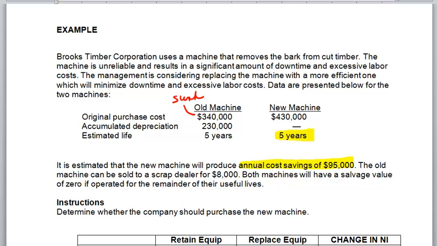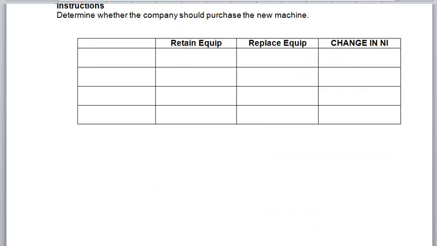And so it's important to realize when you have a decision about purchasing a new piece of equipment, the annual savings you have to take for the full life of the machine, not just the first year. The old machine can be sold to a scrap dealer for $8,000, so that's important. That's relevant information. Both machines will have a salvage value of 0 if operated for the remainder of the useful lives. So let's do an analysis of whether or not we should retain or replace the old equipment.